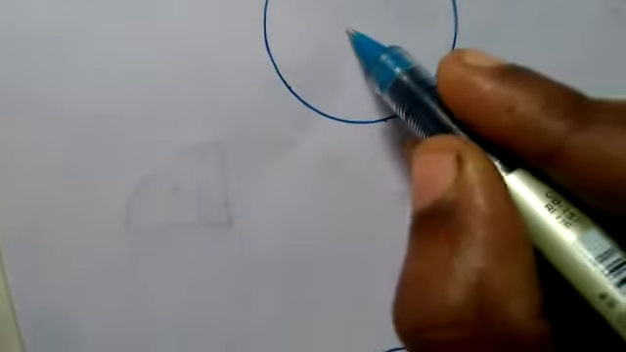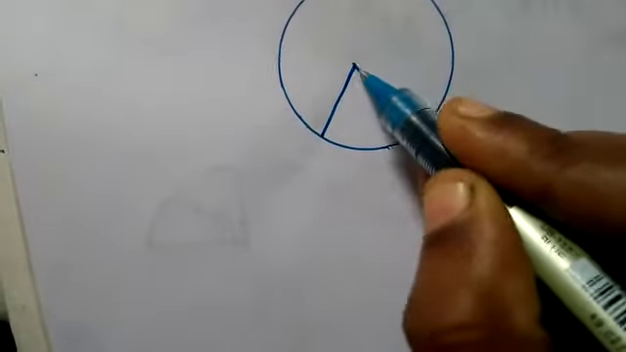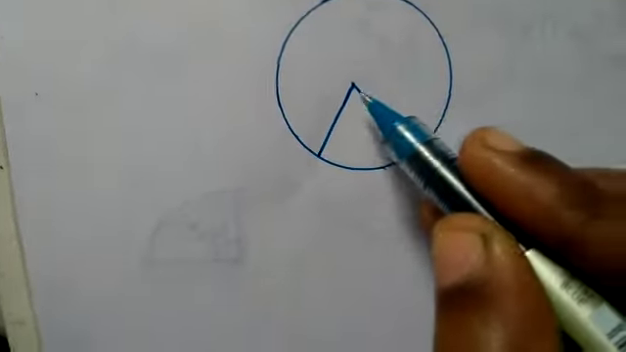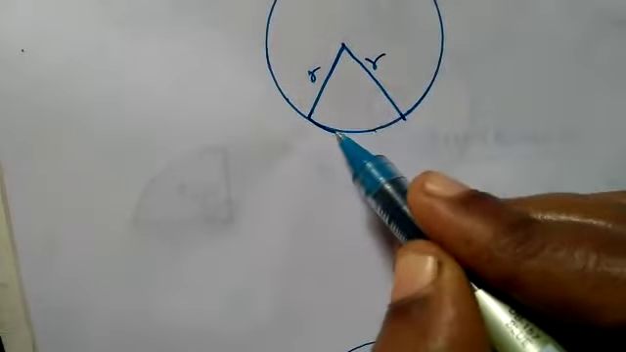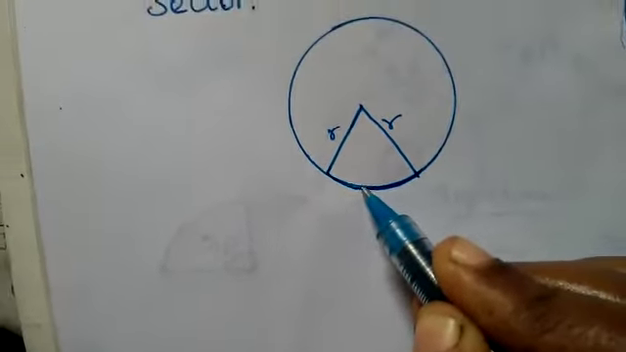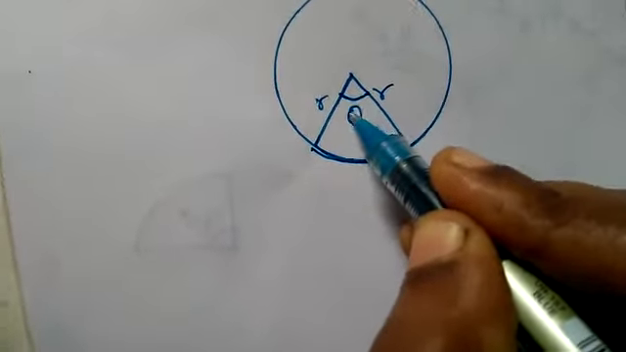Now we see here, sector means what? The plane surface that is enclosed between two equal radii of a circle and a circular arc is called what? Sector. This angle we denote as theta.